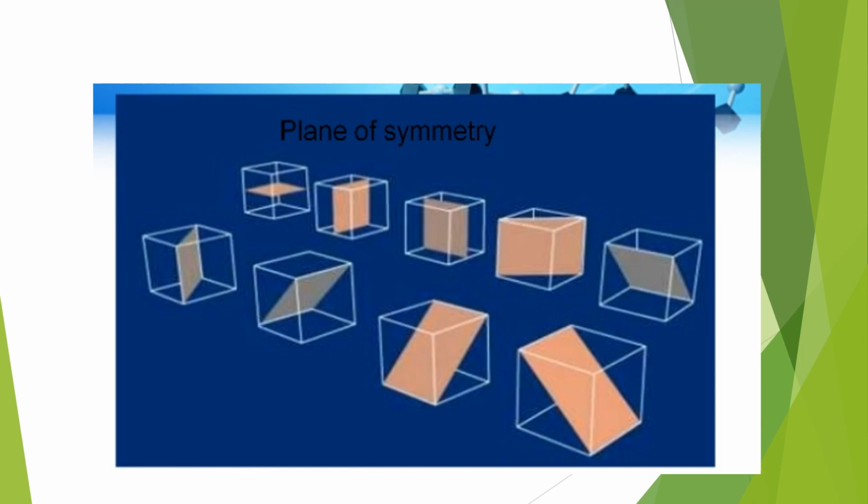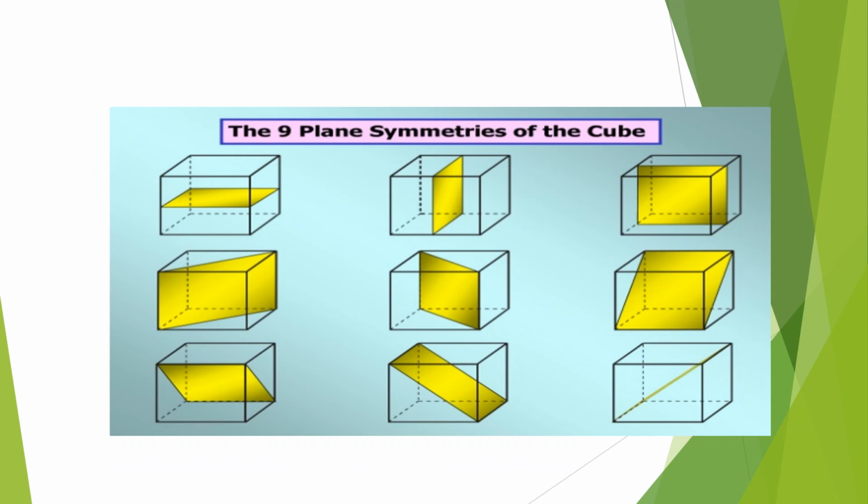Which are 9 in number. There are 9 planes of symmetry in the cube, which is shown in this figure.